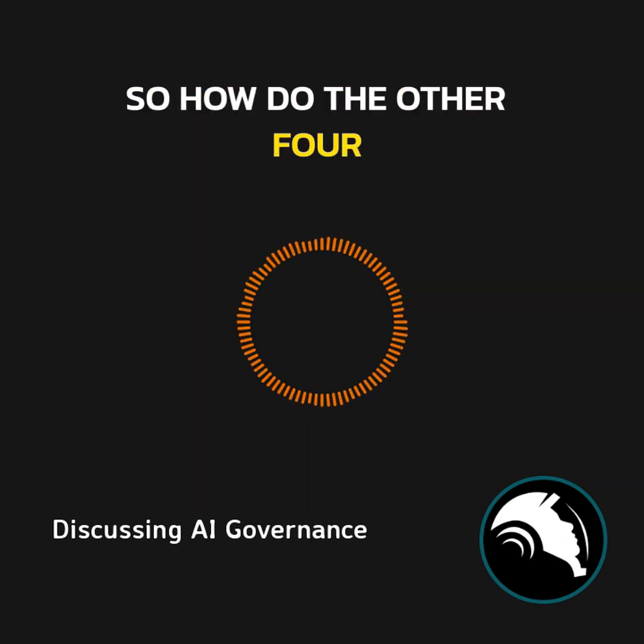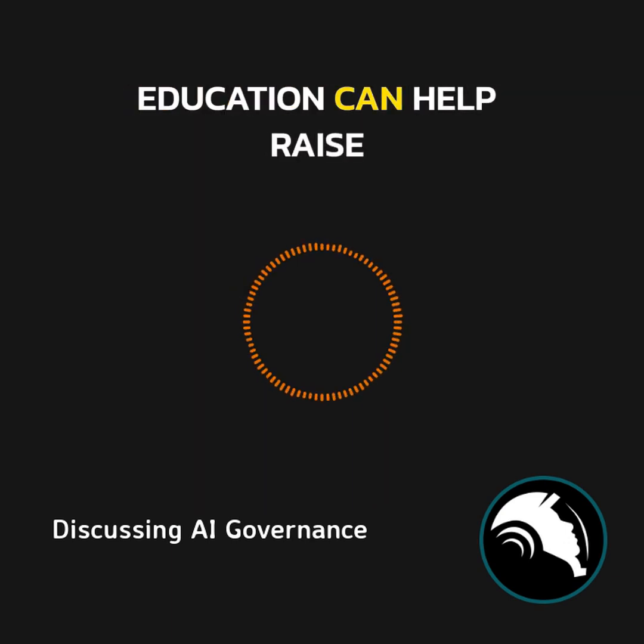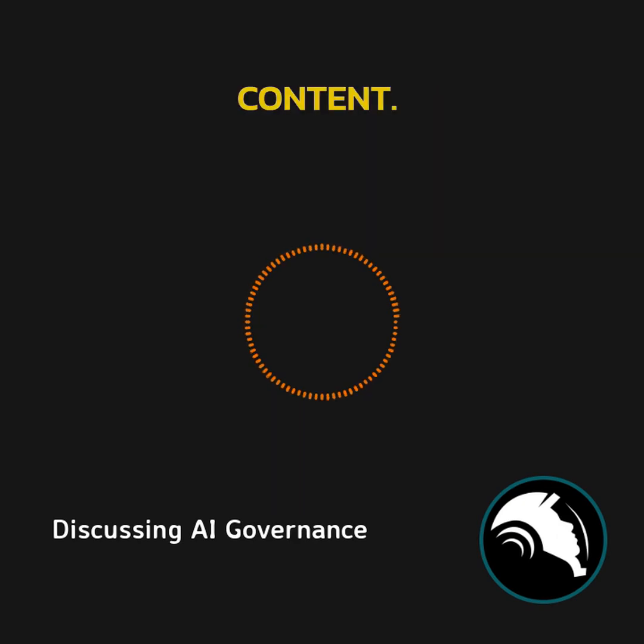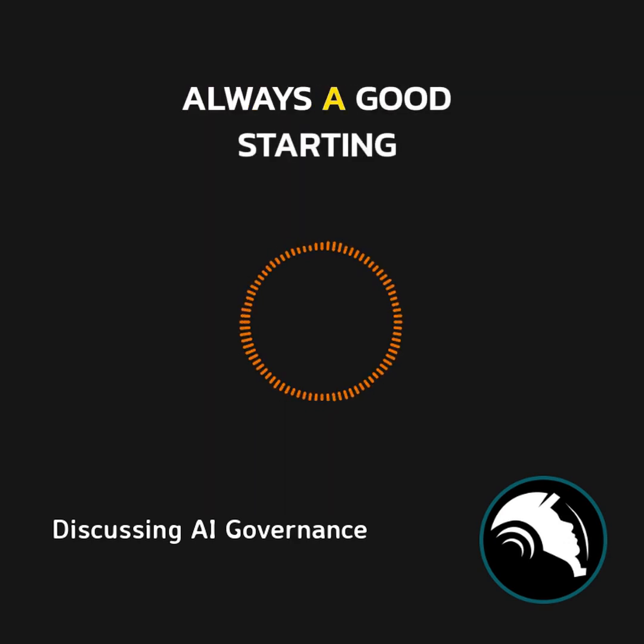So how do the other 4E's come into play here? Well, education can help raise awareness about the potential for AI to be used to create harmful content. Educating people about the risks and encouraging them to use AI responsibly. Okay, education, always a good starting point.